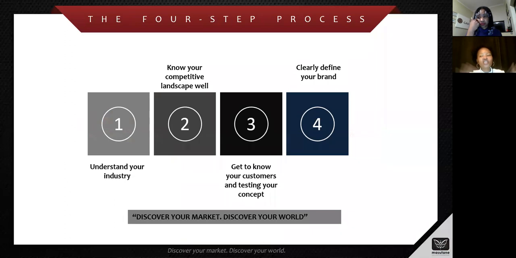So my cheat sheet is on the 4 things. The one is understanding the industry in which you operate, and then knowing your competitive landscape. So these are your competitors, the other people who are doing something similar to what you're doing. And then, of course, getting to know your customers, testing your idea with those customers, and clearly defining your brand and knowing what it is that you stand for. So our payoff line is discover your market, discover your world, because in all honesty, when you start to know more about the industry and the market in which you work, a whole new world starts to open up for you.